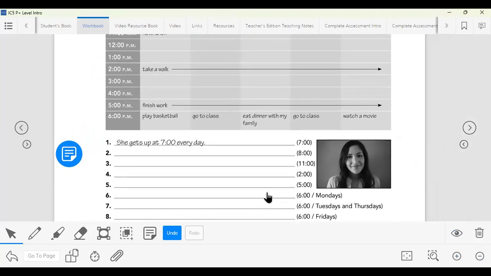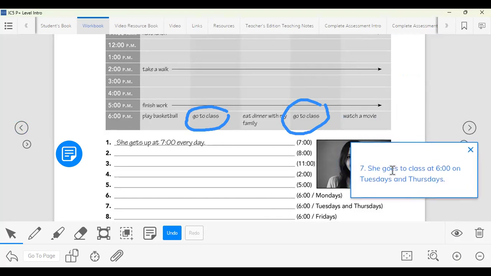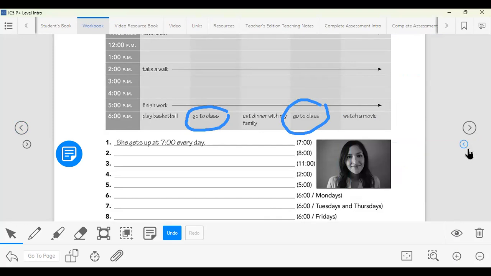She goes to classes. She goes to class. No, she goes to class at 6 p.m. on Tuesdays and Thursdays. Okay. She goes to class at 6 on Tuesday and Thursday. That's correct. Again, the same verb, right? Go. And finally, on Friday, same time, but on Fridays.